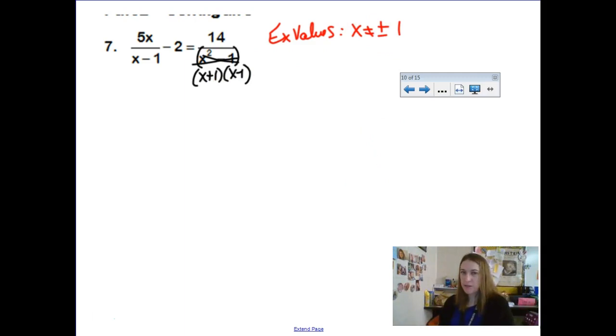So we have to keep that in mind. And then the LCM that I'm going to multiply everything by is both the x plus 1 and the x minus 1.